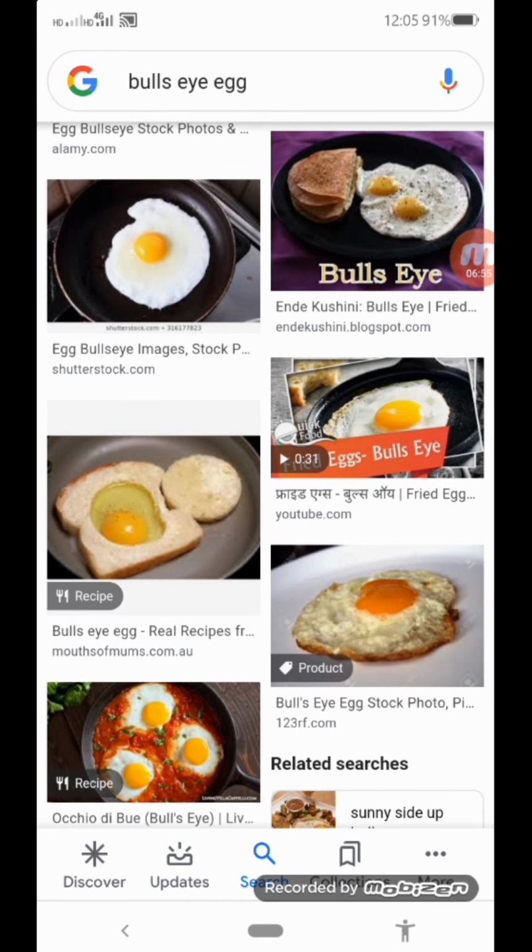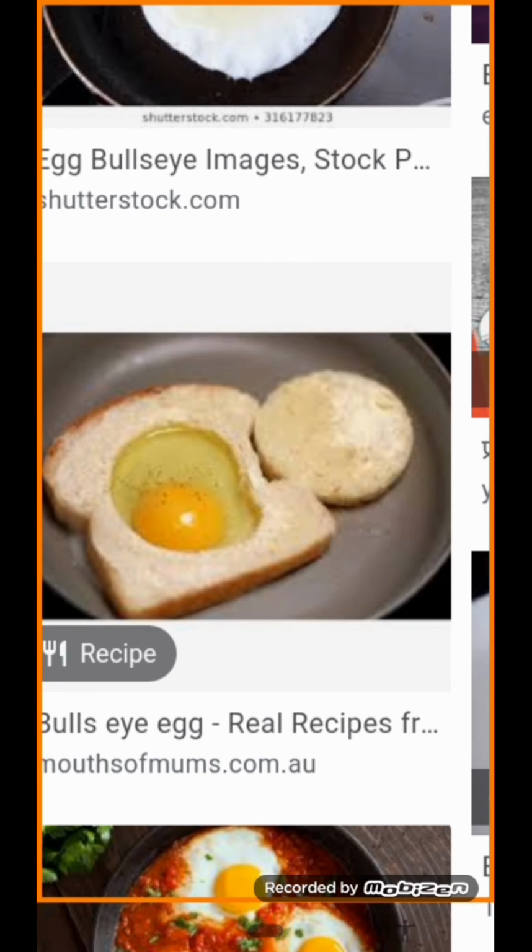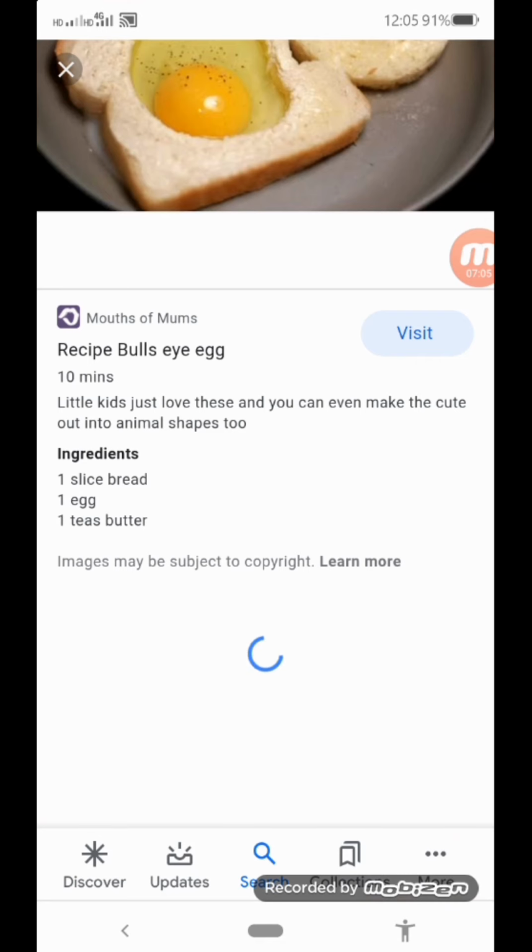Here is an idea of a good fried egg concept, where you put the egg into a bread which has been made into a hollow. Maybe you can try it at home.